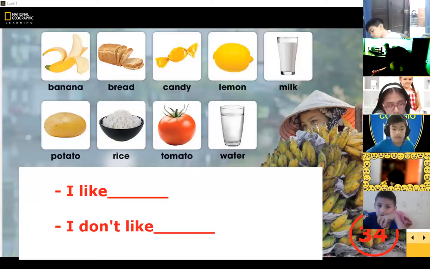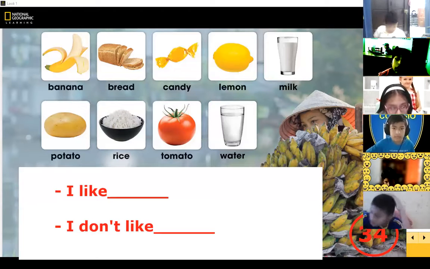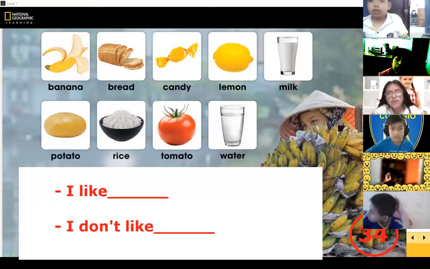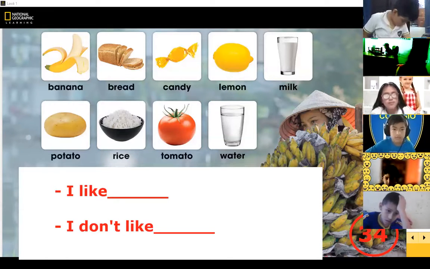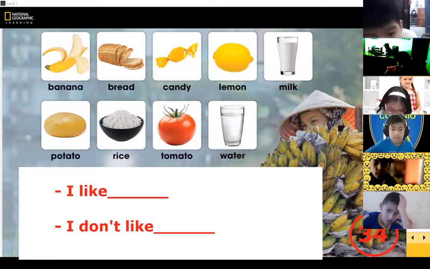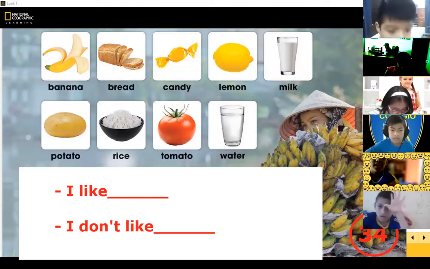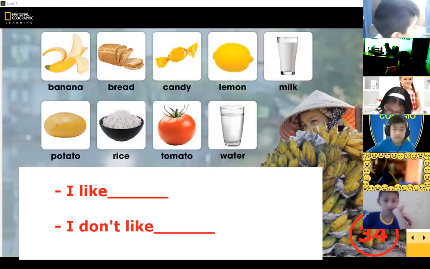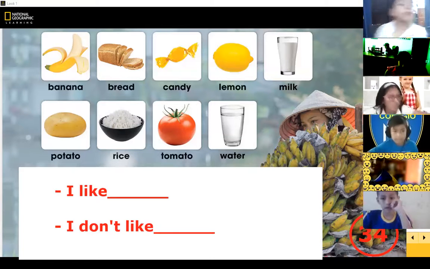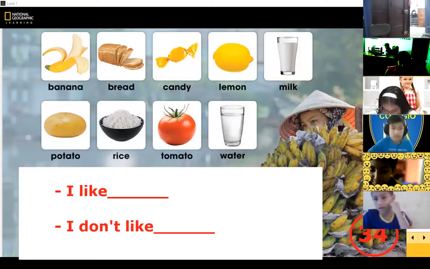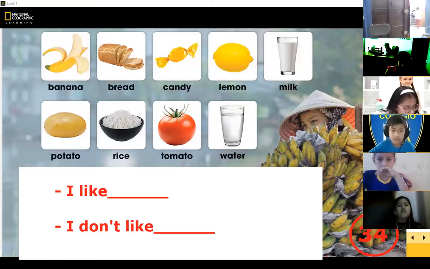I like a rice, a water, a milk, a lemon, a candy, a bread, a banana, a potato. I don't like tomato. Oh, very good. Thank you very much, Mauricio. That's correct. I'm going to ask Stefano. Please, Stefano, tell me your example. Okay, very, very good, Stefano. That's correct. Good example.